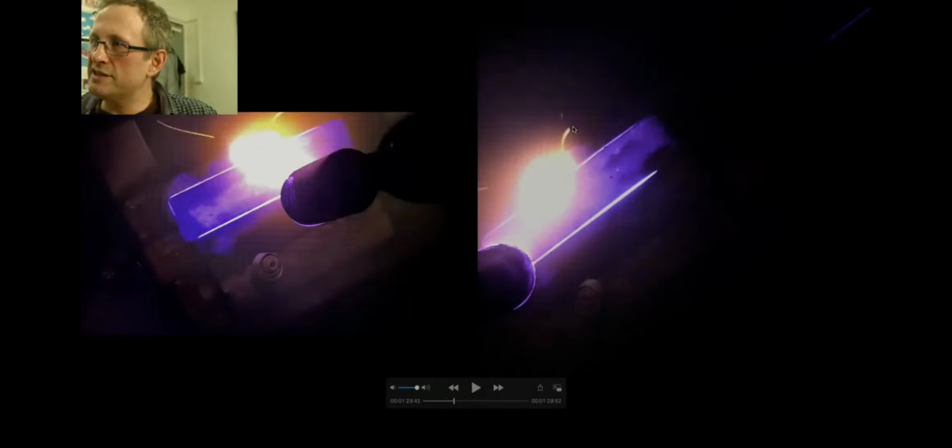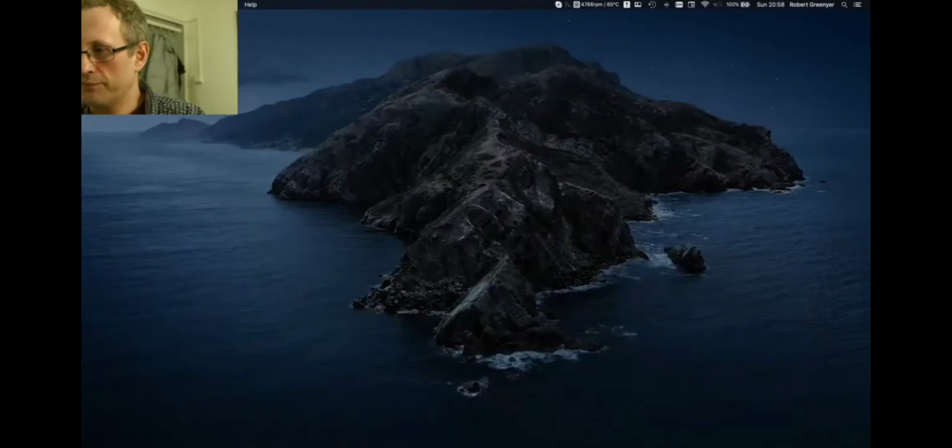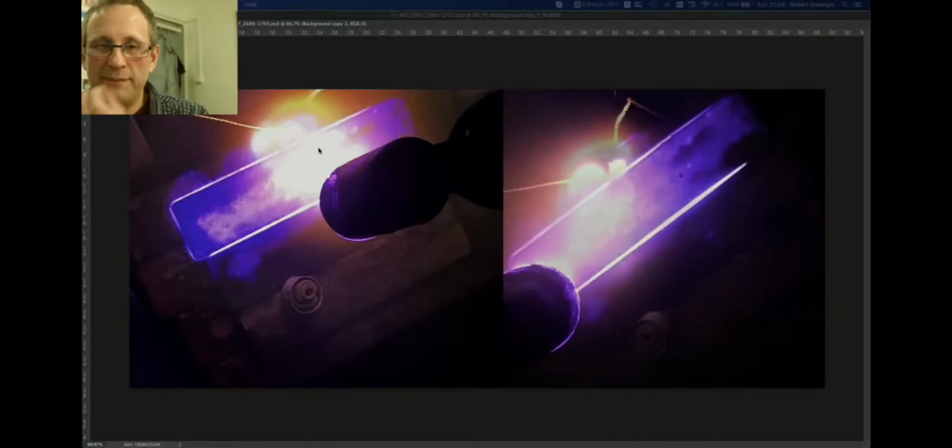Now, what happened at this point? Was it influenced by this structure coming up here, this wiggle? I don't know. But it changes direction and goes down. Now, I will show you the image of this as a composite shot.